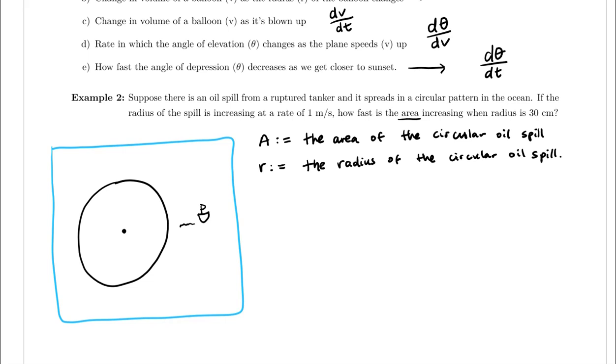Now what I'd like to do is define my goal. And so my goal is to find how fast the area is increasing when the radius is 30 centimeters. So the area is increasing over time. So the rate that we're trying to find is dA dt. So that's our goal. That's what we'd like to try to find here. Okay. Now, step 3 says use your previous mathematical knowledge from algebra, geometry, trigonometry, etc.